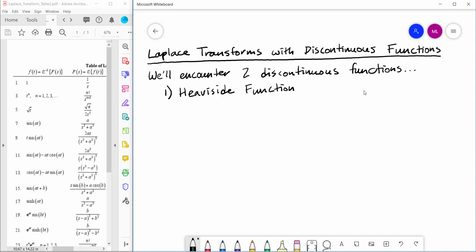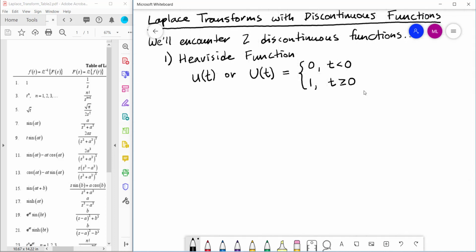Ours uses a lowercase u, but in my homework solutions, I use a capital U, so it's going to be either u of t or capital U of t. And these are defined to basically be equal to two things, 0 or 1. They're defined in such a way that there's 0 for all t less than 0, and then 1 for all t greater than or equal to 0.